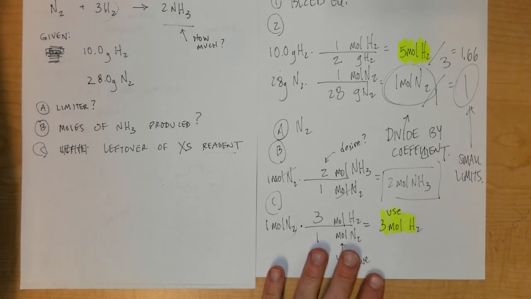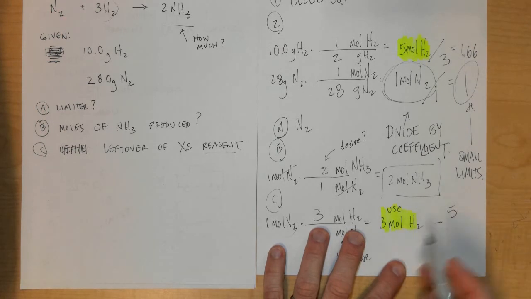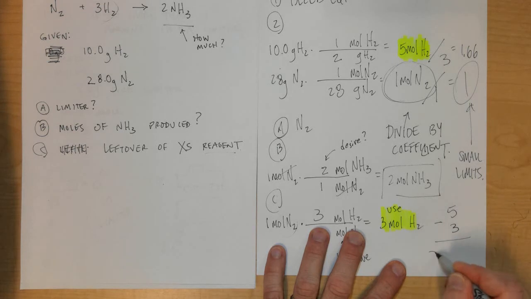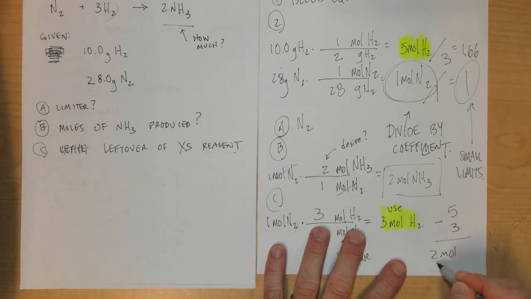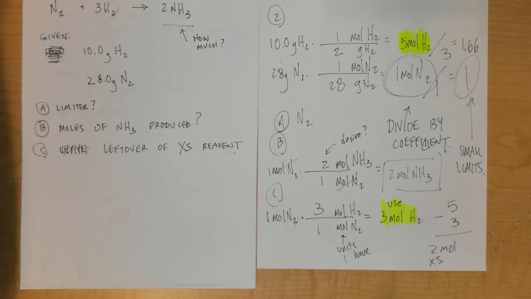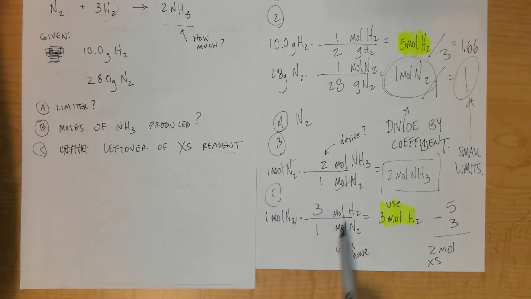How did I figure that out? I took the amount that I started with, 5, and I subtracted from it the amount that I used. And 5 minus 3 means 2, and so there are 2 moles that are excess or 2 moles that are left over. Go back here and just notice the steps that I did. Notice I always started with the limiter. And then when I wanted to know the excess, I compared it to the excess reagent.